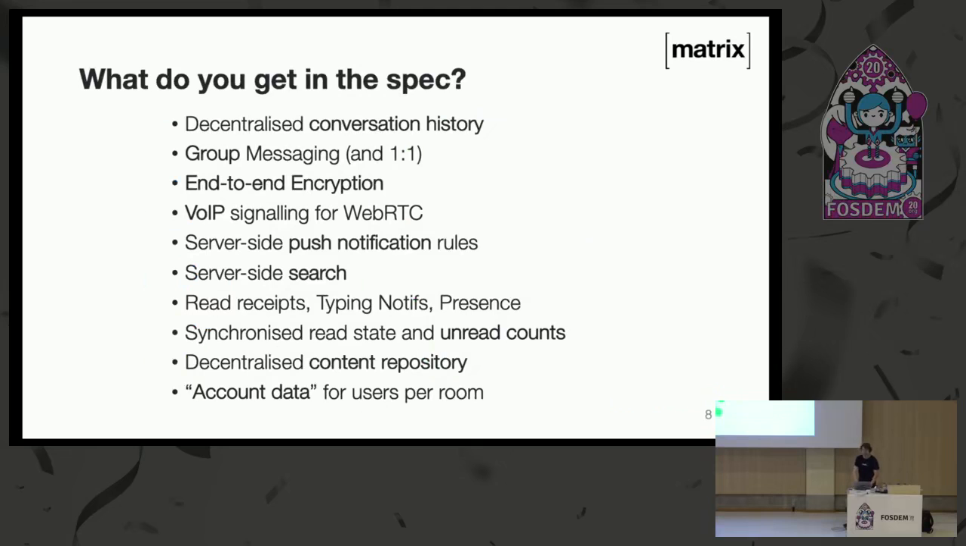Identity servers suck. We want to kill them off. Hopefully we will. What do you get in the spec? You get some decentralized conversation history, group messaging as a first-class citizen, obviously end-to-end encryption. That's why we're here, right?